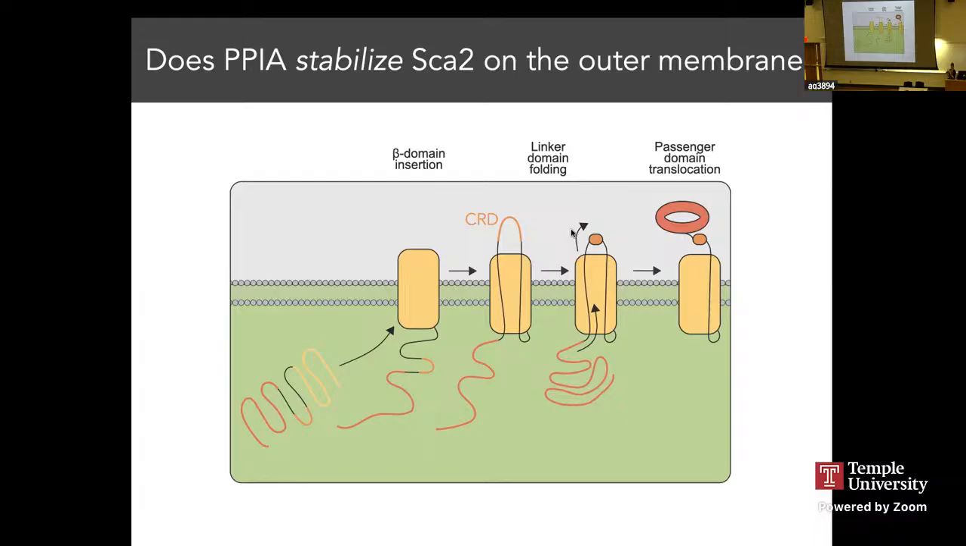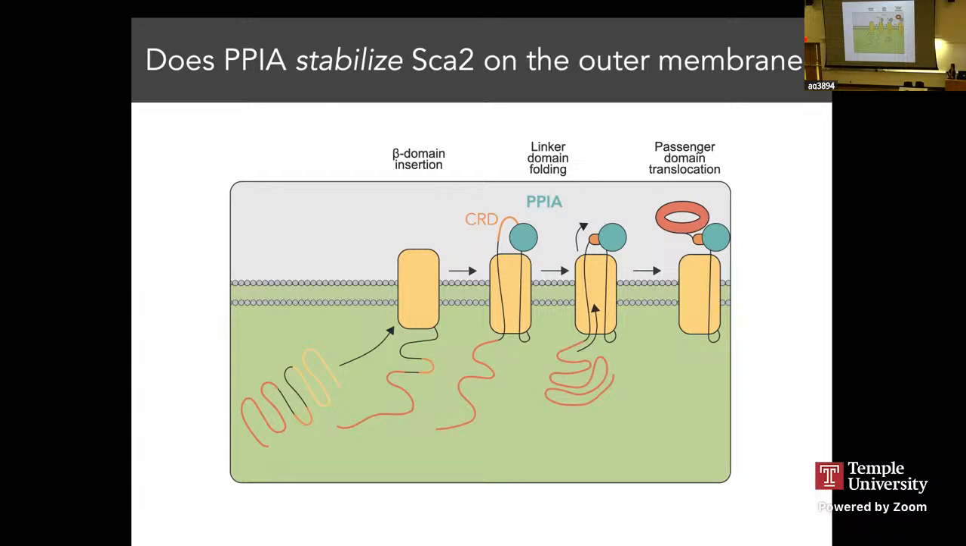SCA2 does not have that. It has a different structure. And so we're wondering if this interaction with PPIA overcomes that difference and allows it to help present this protein on the surface, and that there's some interesting dependency that this pathogen has evolved.